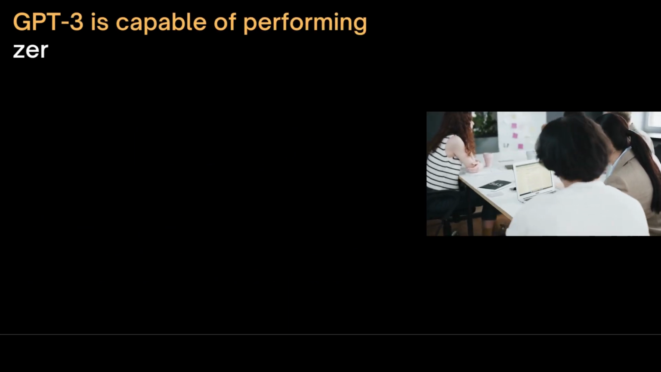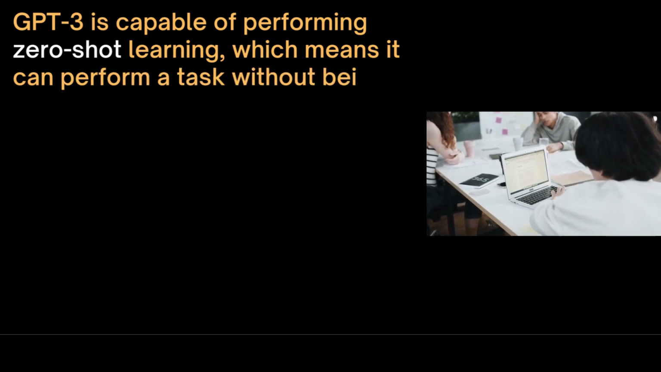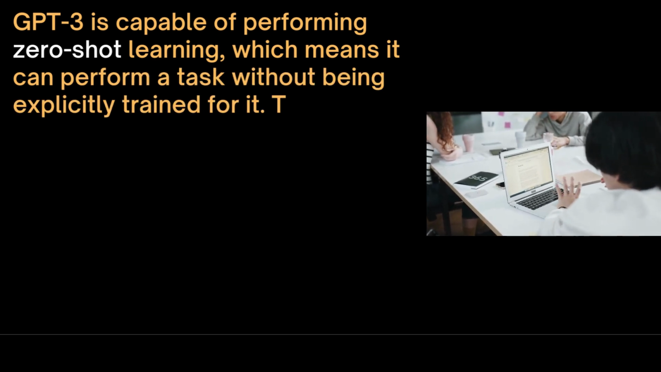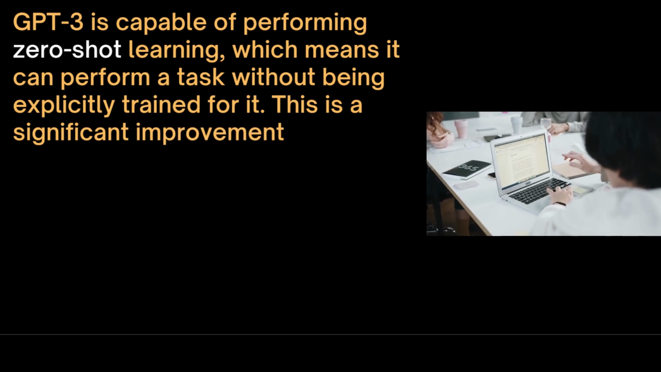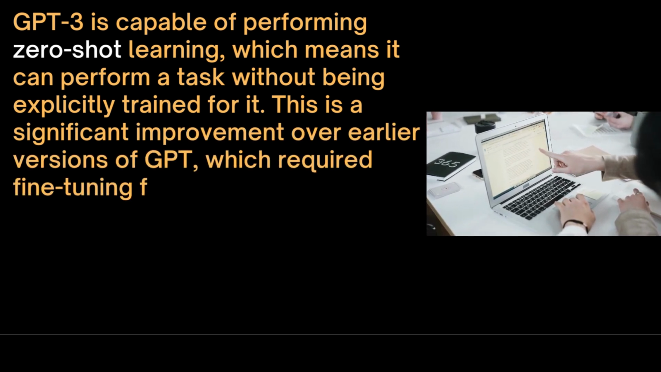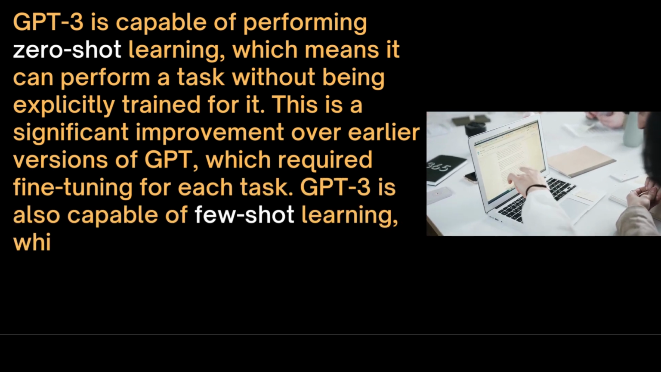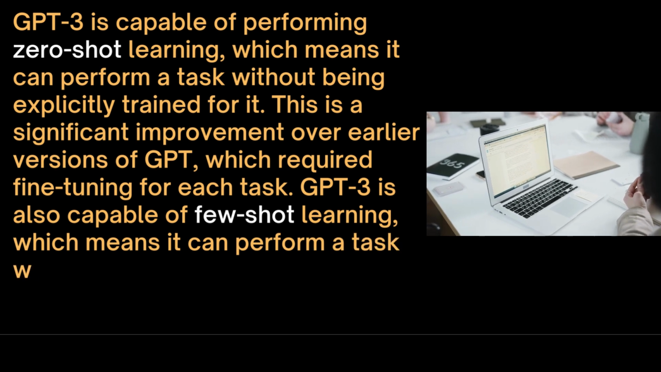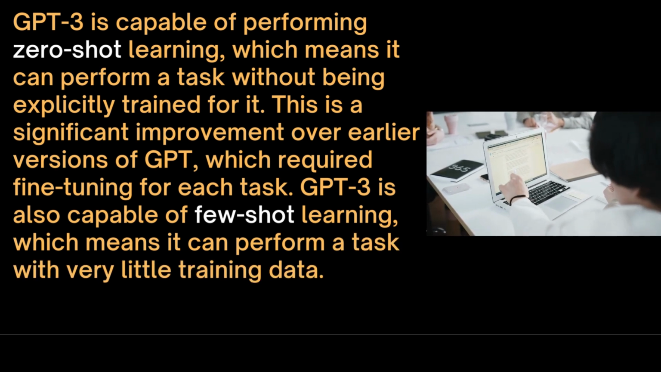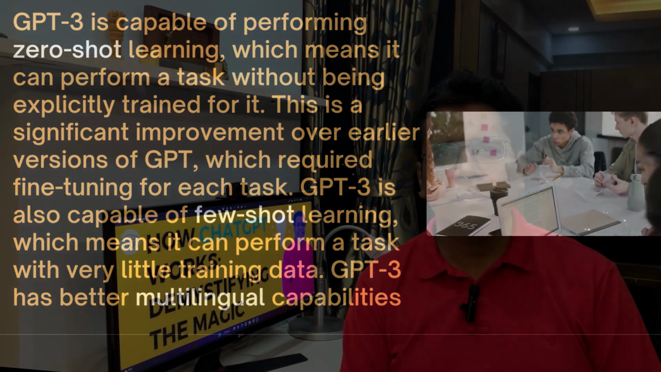ChatGPT is capable of zero-shot learning, which means it can perform a task without being explicitly trained for it. This is a significant improvement over earlier versions of GPT, which required fine-tuning for each task. GPT-3 is also capable of few-shot learning, which means it can perform a task with very little training data. GPT-3 also has better multilingual capabilities.